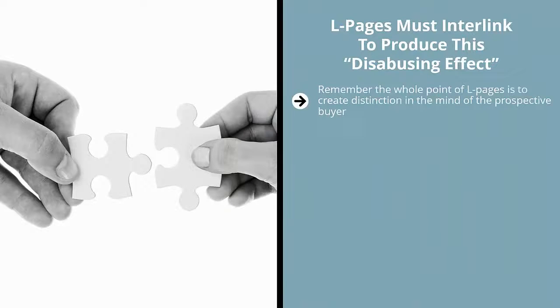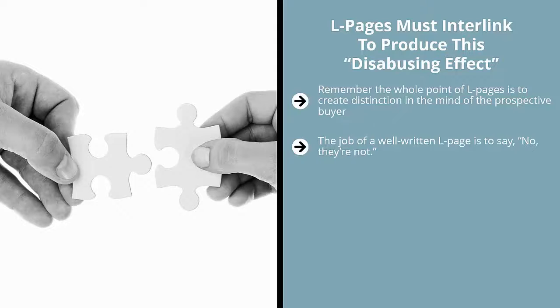Remember, the whole point of L pages is to create distinction in the mind of the prospective buyer. Prior to this point, they were at the K page level and they're basically saying, well, there are so many options out there and they're basically the same. The job of a well-written L page is to say, no, they're not. How do you make your case? You can say that there are different levels. There are different categories.